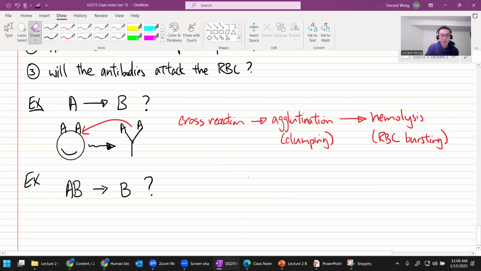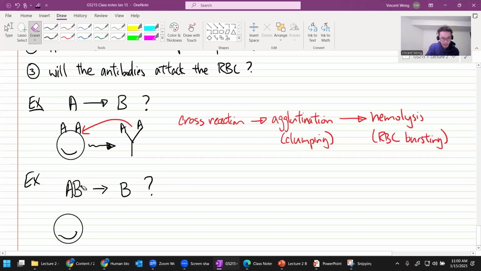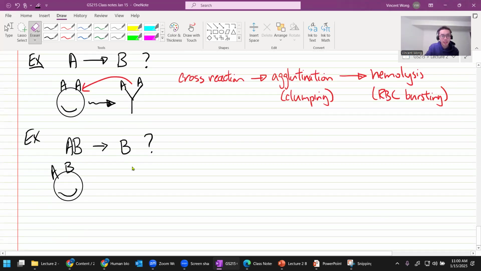All right, let's talk about this. Question one: antigen or antigens on the donor's RBC. This is the donor, the person who's giving the blood. They will have A and B on it. The recipient is type B blood. So just like the previous example, they will have anti-A antibodies. If you go ahead with a transfusion, the antibody will attack anything that has A on it, and since the incoming cells have A on it, they will attack it. This is not safe.